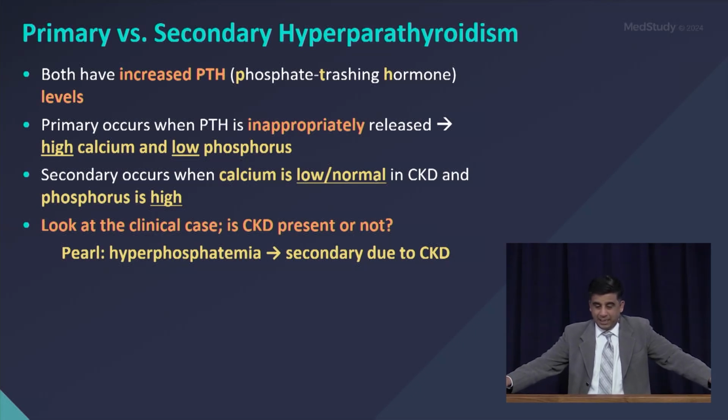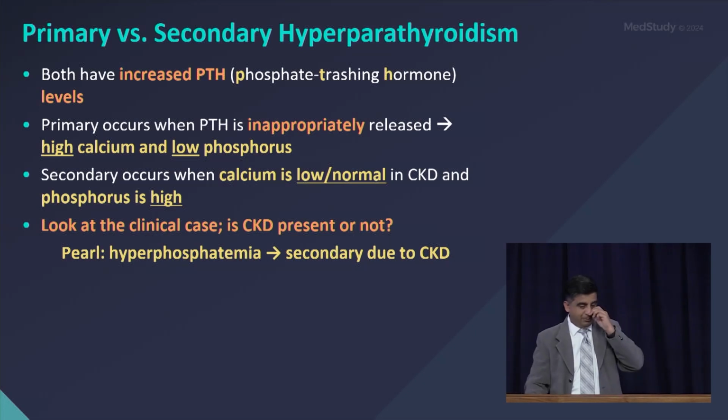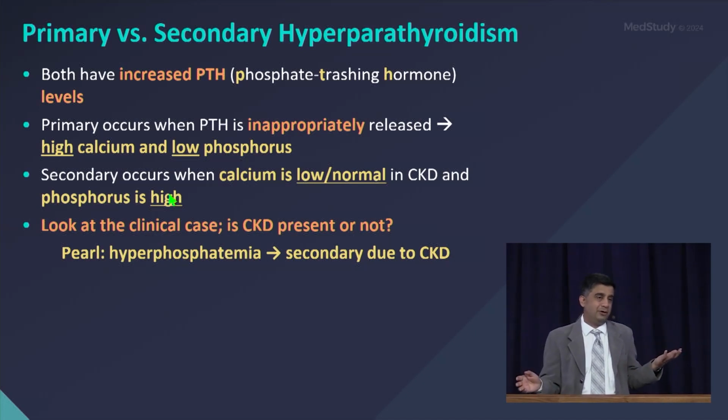Primary versus secondary hyperpara. Primary hyperpara, we already talked about. PTH is elevated, high calcium and low phosphorus, whereas in secondary hyperpara, calcium is going to be low normal rather than high. And what is driving everything is the phosphorus is going to be high. Most of this, you're going to see it with chronic kidney disease. So if you have chronic kidney disease and phosphorus is high, what is it?